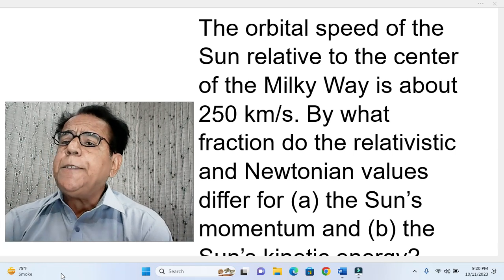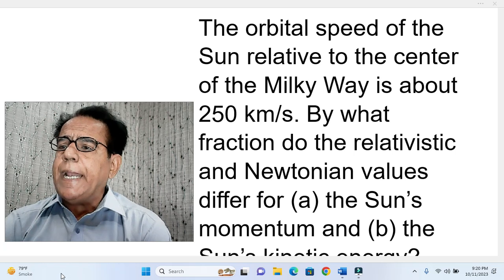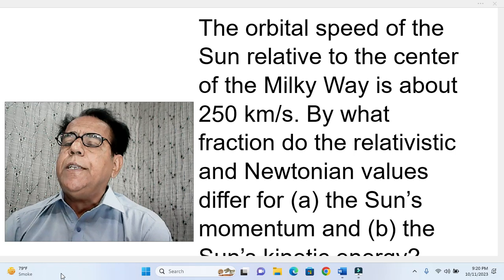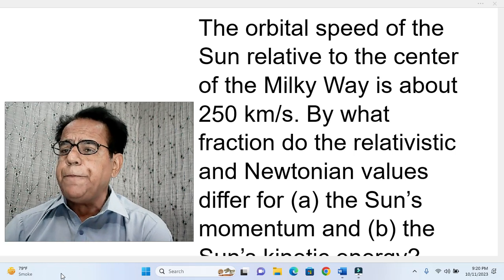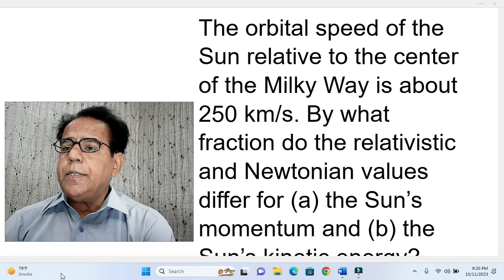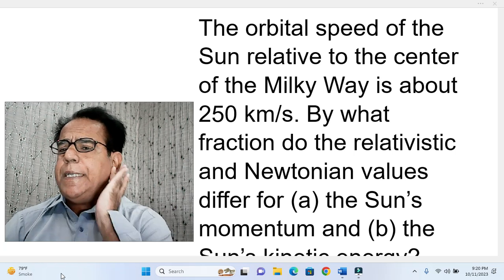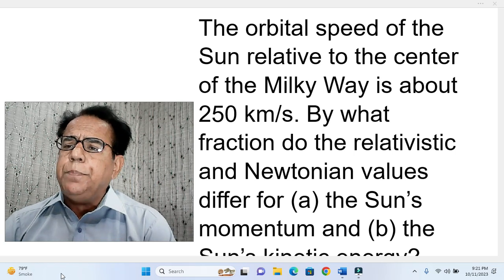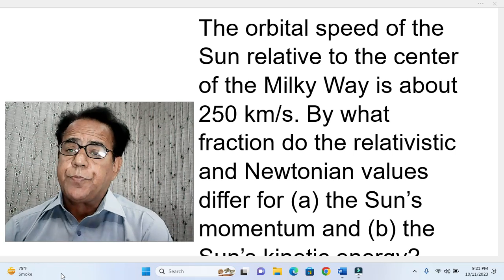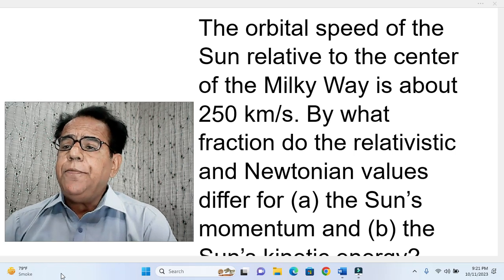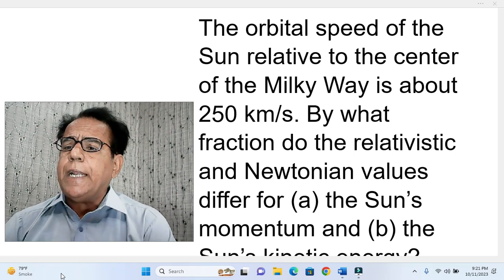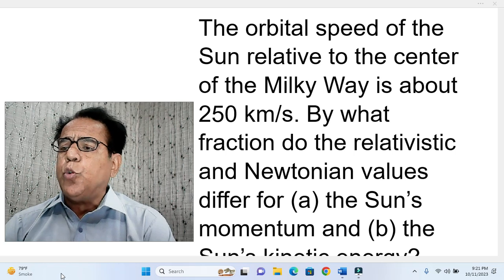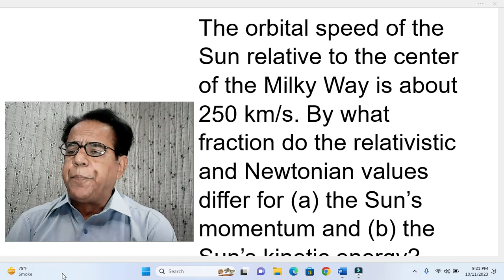The orbital speed of the sun relative to the center of the Milky Way is about 250 kilometer per second. 250 kilometer meaning 25 with 4 zeros meter per second. By what fraction do the relativistic and Newtonian values differ?